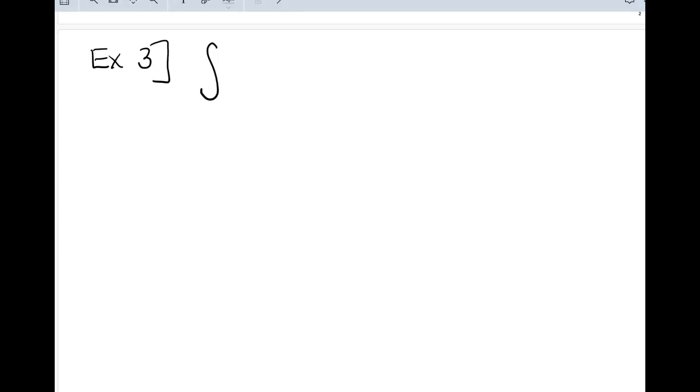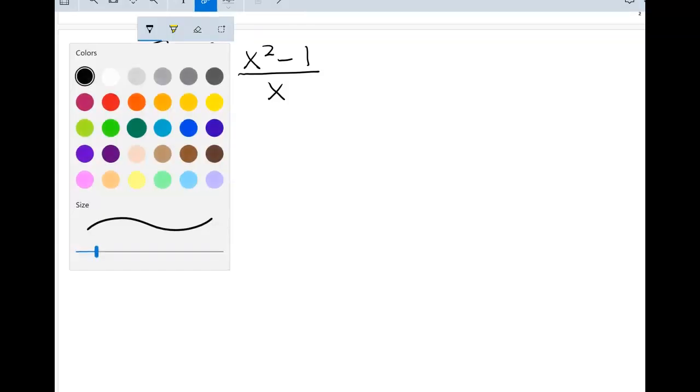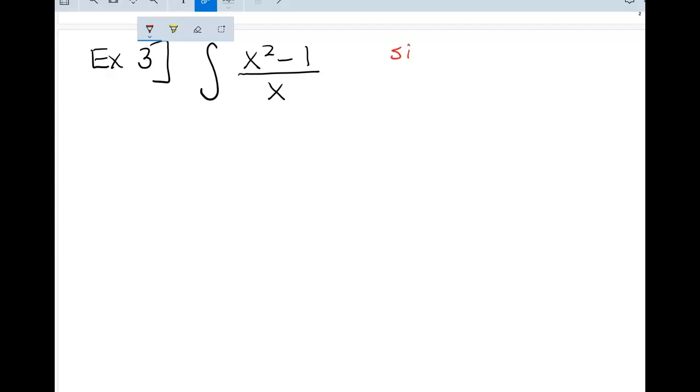Here we have the antiderivative of x squared minus 1 over x. What we'll need to look out for here is that we have a single term in the denominator. If we have a single term in the denominator, that means that I can just divide through. So if you see a single term in the denominator, just go ahead and distribute the division.